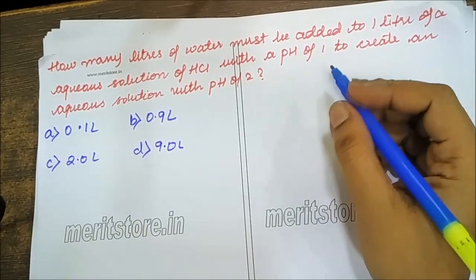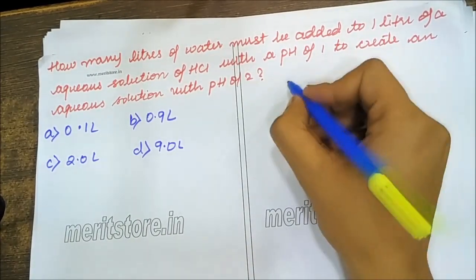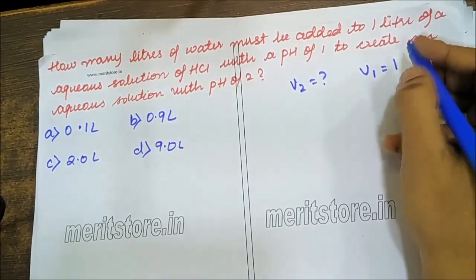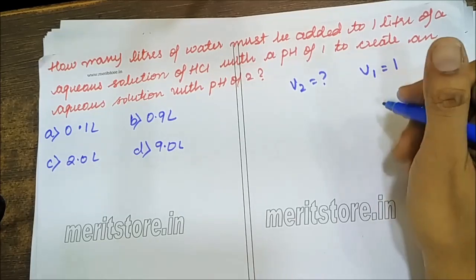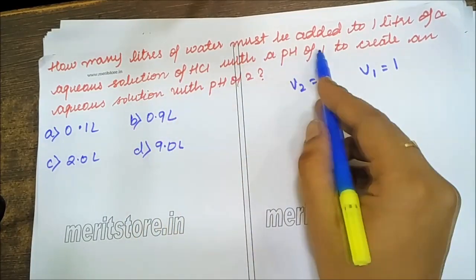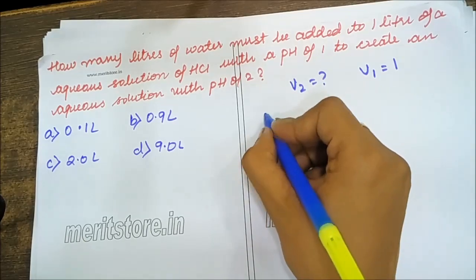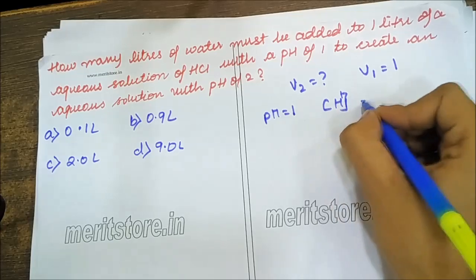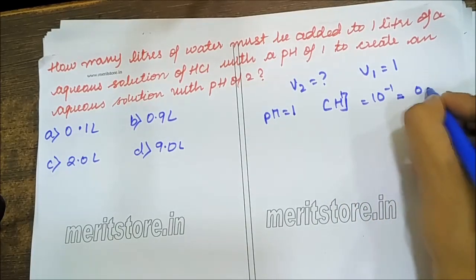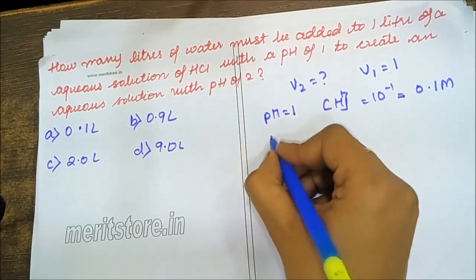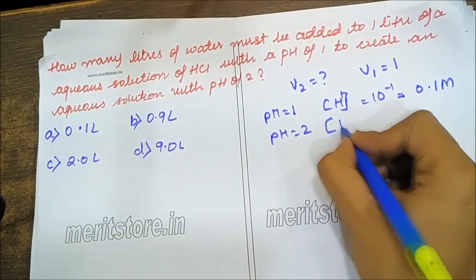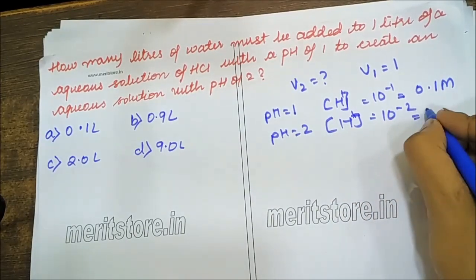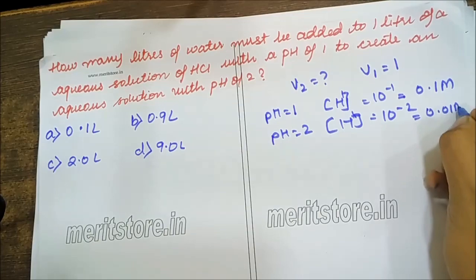Now let's see this question. How many liters of water must be added to 1 liter of a solution? So that means they're asking you volume. They're asking you V2 when V1 is given to you as 1 liter. Okay, now see this. What are we given? A pH of 1. So if pH is 1, what would be the concentration of H plus ions? It would be 10 raised to minus 1, that means it is 0.1 molar. And when there is a pH of 2, what would be the concentration of H plus? It would be 10 raised to minus 2, that means it would be 0.01 molar.